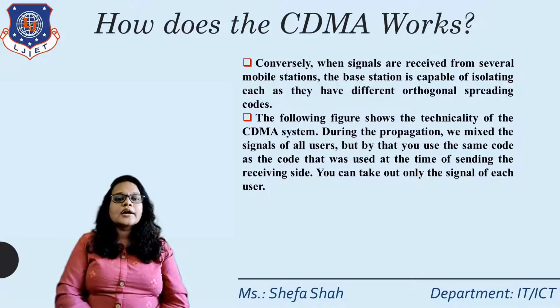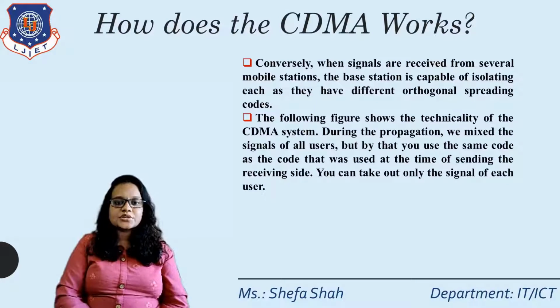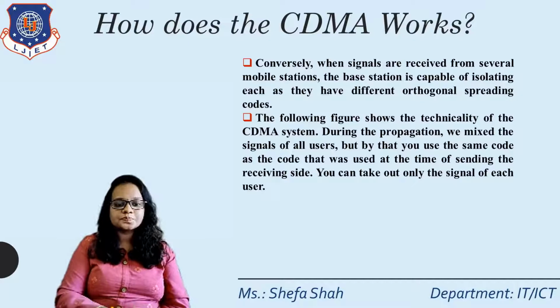Conversely, when signals are received from several mobile stations, the base station is capable of isolating each one, as they have a different orthogonal spreading code. The following figure shows the technicality of the CDMA system. During propagation, we mix the signals of all the users, but by using the same code at the receiving side as the code that was used at the time of sending, you can take out only the signal of each user.